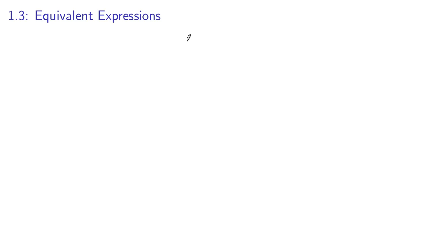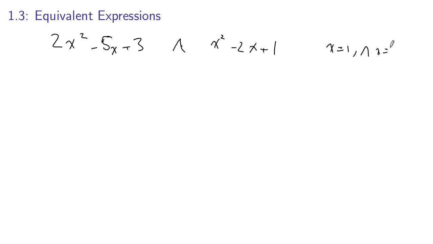Now, what about example 4? It says the expressions 2x squared minus 5x plus 3 and x squared minus 2x plus 1 have the same value when x is 1 and when x is 2.